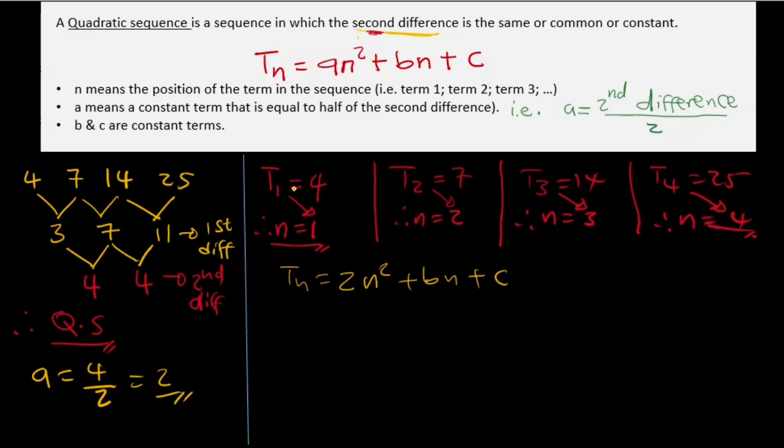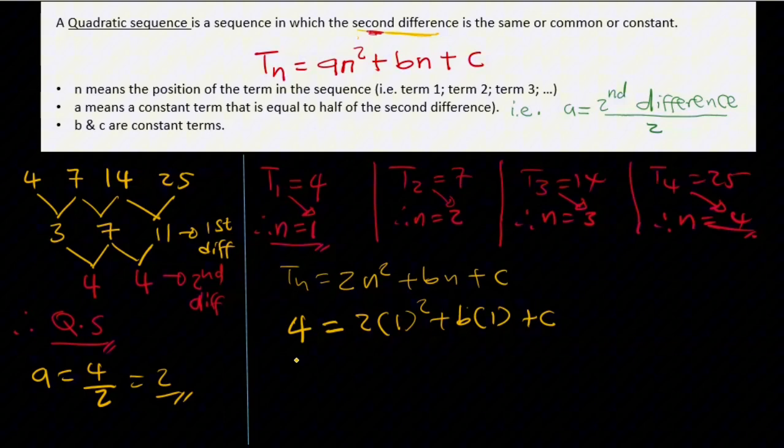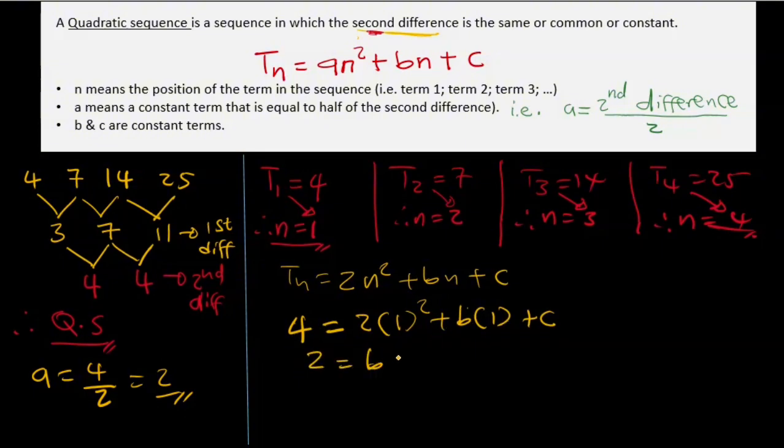So if T1 equals 4, therefore n equals 1. So wherever I see n, I'll put 1 because T1 equals 4. So this simplified will give me 2 times 1 squared, which is 2. 2 crossing over to the other side will be minus 2. So 4 minus 2 equals 2, which equals B times 1, that is B plus C. This is my first equation.